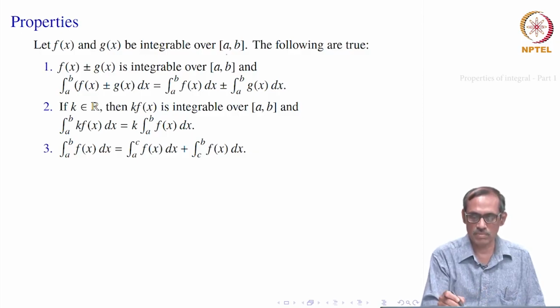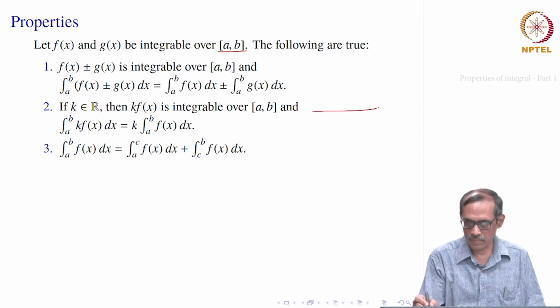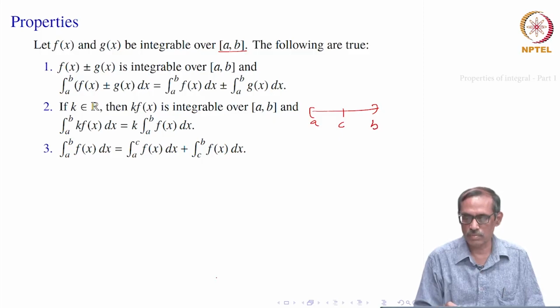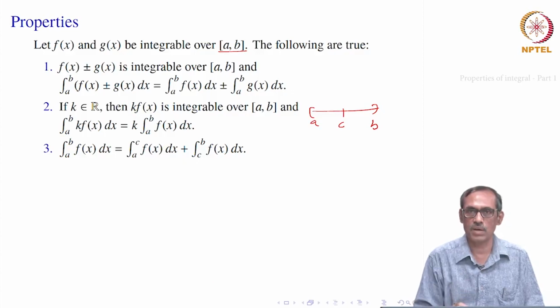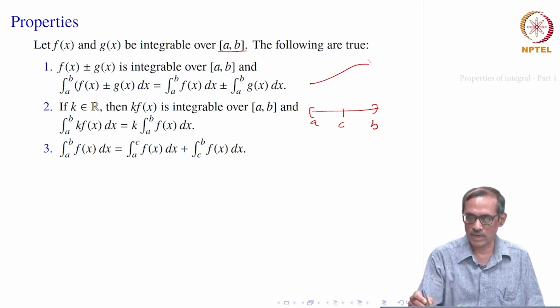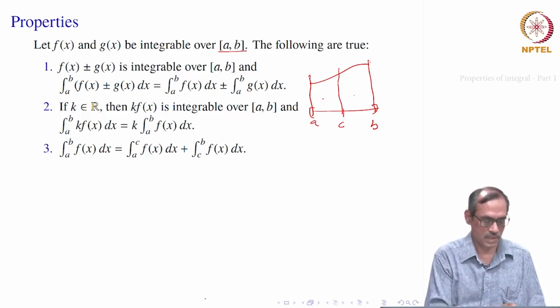In all these things, we assume that a is less than b. So, suppose c is a point in between a and b, then you can break that interval into [a, c] and [c, b]. So, what it says is that the integral over the whole of [a, b] will be equal to the integral over [a, c] plus the integral over [c, b], which is easy to see, because this is anyway area. So, if you draw a line here, the whole area is equal to the sum of these two areas. That is what this property 3 means.